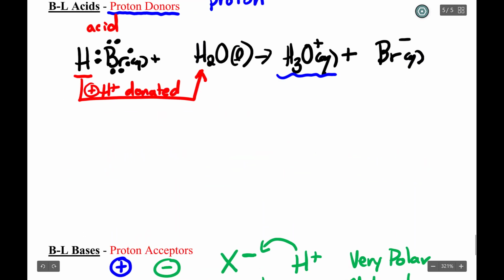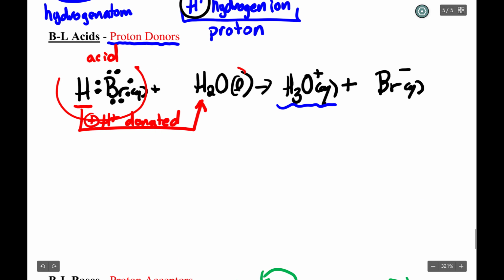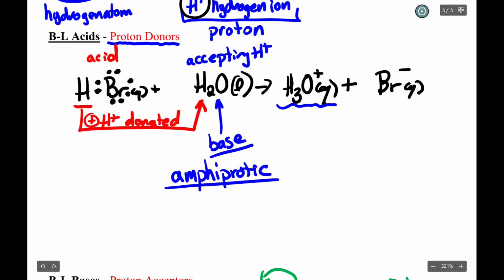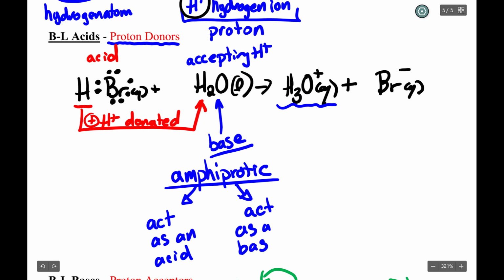And if you put water with an acid, it'll accept a hydrogen and act like a base. So up here, water is actually accepting an H+, and by definition, that makes water in this scenario a base. Water can both accept hydrogens and donate hydrogens. And when something can do that, it's called amphiprotic. Amphiprotic is a term you don't need to know for Chemistry 20, but it's absolutely a term you need to know for Chemistry 30. An amphiprotic substance can act as an acid in certain scenarios, and it can act as a base in other scenarios.